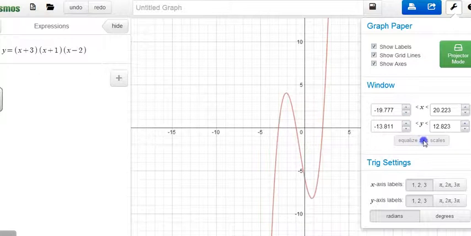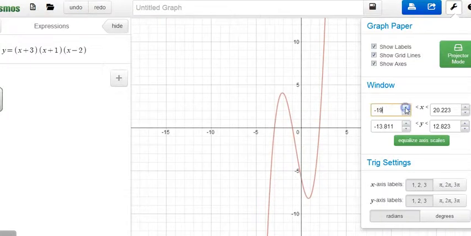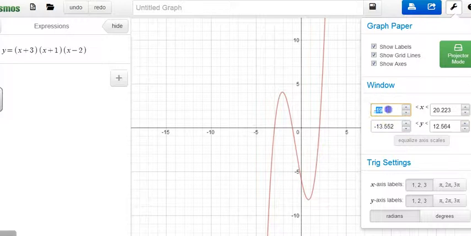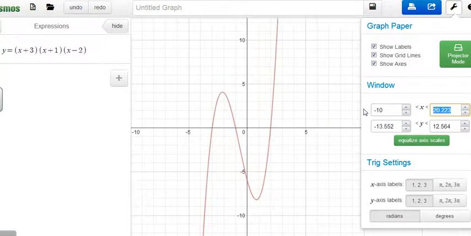Window, so equalize, yes or no? It is equalized. I don't want it equalized. I guess I have to change it first. So for the x's we don't need much, right? Negative 10 to 10? Negative 5 to 5? Sure, why not? Negative 10 to 10, that's what the graphing calculator is at.